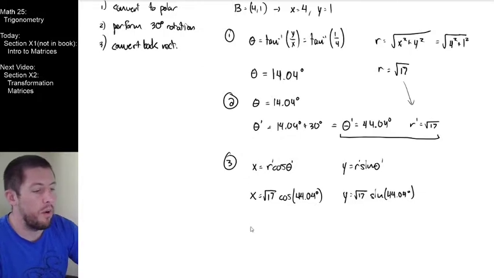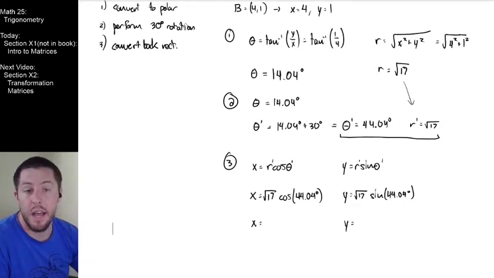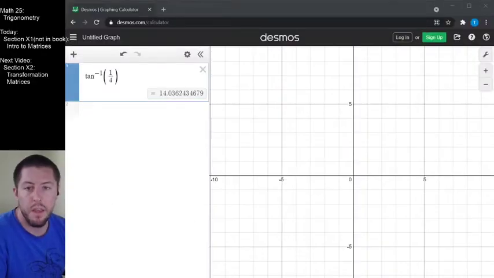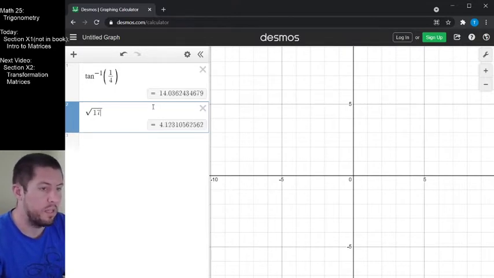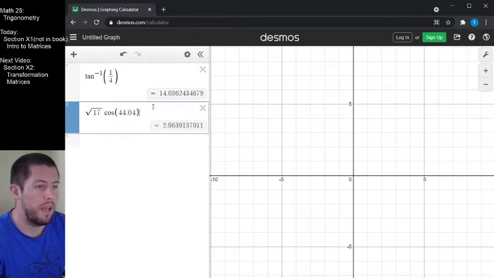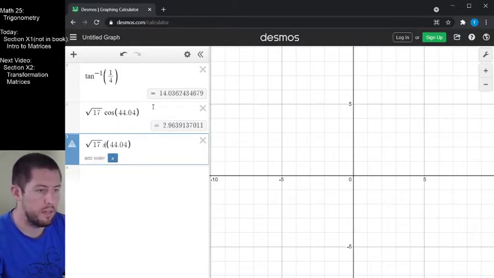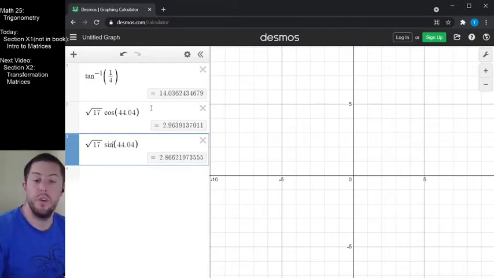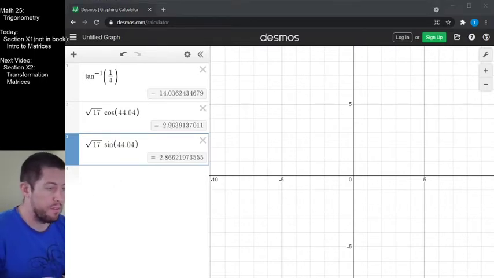Now once again, we can go to Desmos, and it looks like we'll have our final xy coordinates for this point right here. So we're going to do root 17 times the cosine and the sine of our 44.04 degrees here. For my two computations, I'm going to do square root of 17 times the cosine of 44.04. And I'm just going to copy and paste this one down and change this to sine. And there's our two answers right here. It looks like our new coordinates are approximately 2.96 for the x value and 2.87 for the y value.